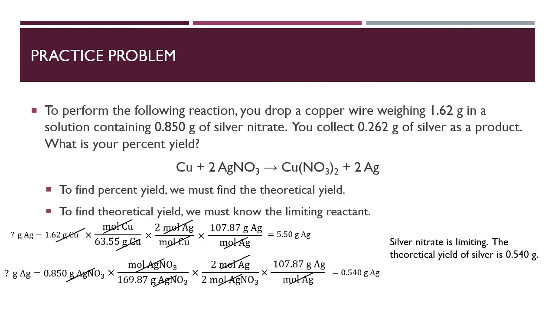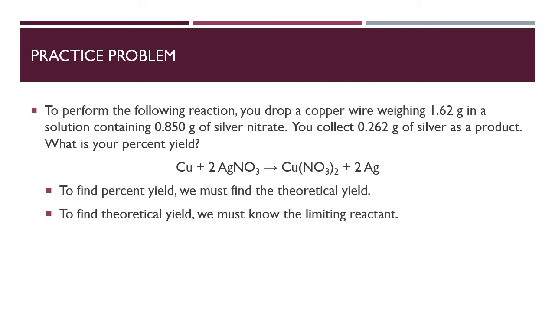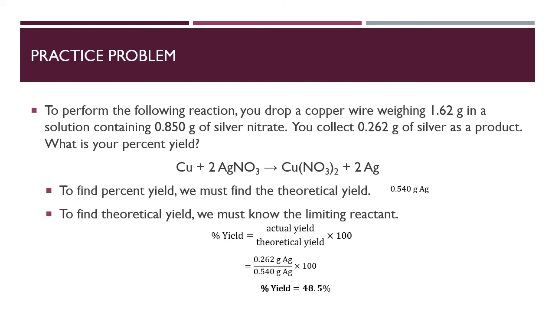So now I can find my percent yield because I know my theoretical yield now. My theoretical yield is my 0.540 grams of silver. So to find the percent yield, I take my actual, that's the 0.262 grams that we were given in the initial text of the problem, and I divide by my theoretical yield of 0.54 grams, I multiply by 100, and I get 48.5% yield. And the problem's done.